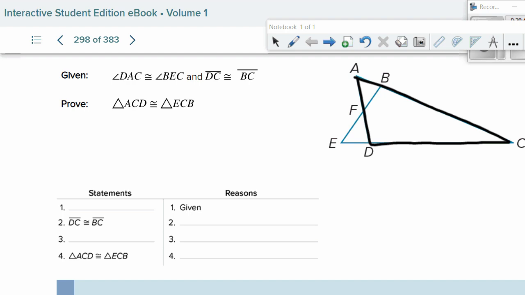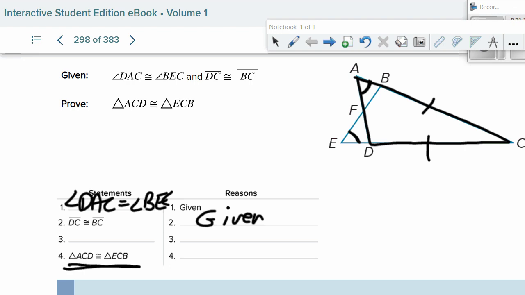So angle DAC is going to be congruent to angle BEC, okay? And that they split up the given, and then DC is going to be equal to BC, okay? So we're going to go angle DAC here is equal to angle BEC, and DC is equal to BC. That was given, okay? And it's only 4 steps, and we're trying to prove down here the 2 triangles are equal, right?